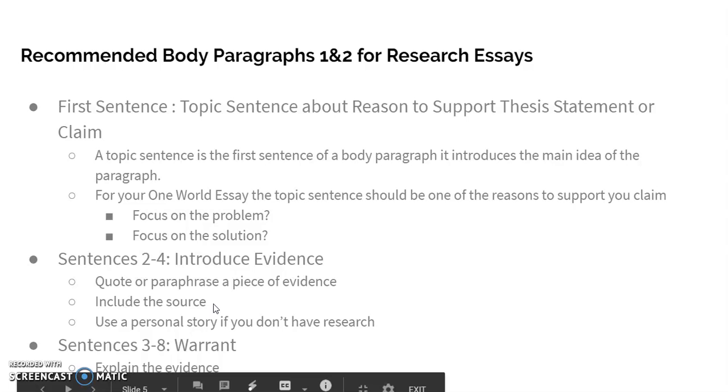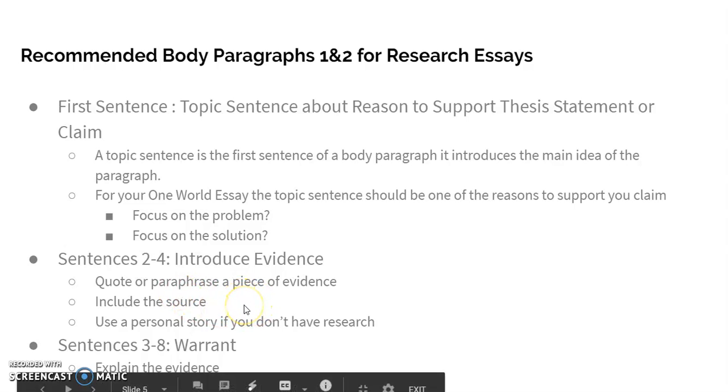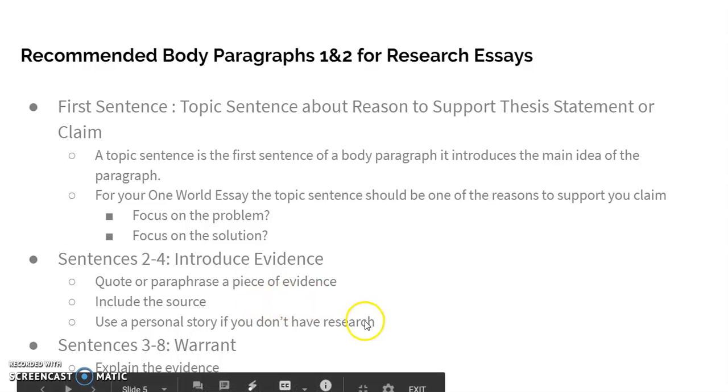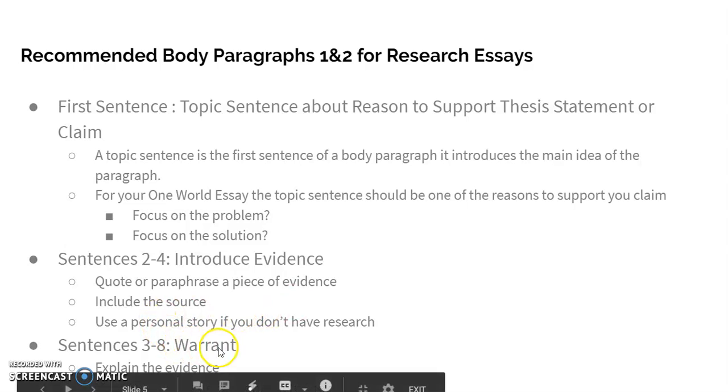You can use a phrase like, according to the New York Times. So you can say the name of the publication or the name of the author so that your reader knows where the information came from. In some situations, you might not have research, so your evidence could be a personal story, and that could be what supports your claim. After you introduce your evidence by quoting or paraphrasing, you need a warrant.